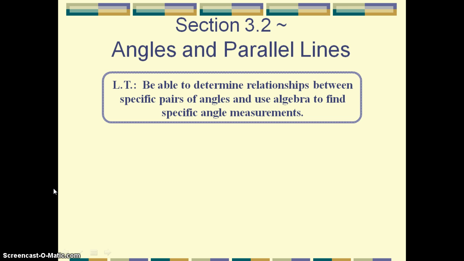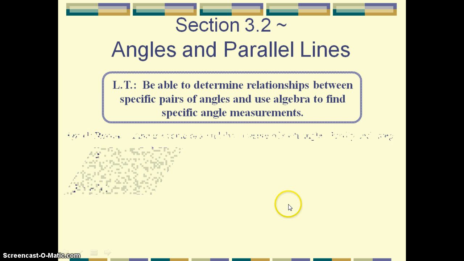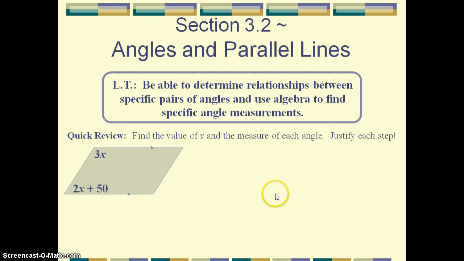We are going to keep using those angle relationships and those special angle pairs to find missing pieces between our parallel lines. So first, let's start off with a quick review of what we did at the end of last lesson. It says find the value of x and the measure of each angle. Justify each step. So here in my picture I see two parallel lines. I see two transversals because they're crossing those parallel lines in two spots.